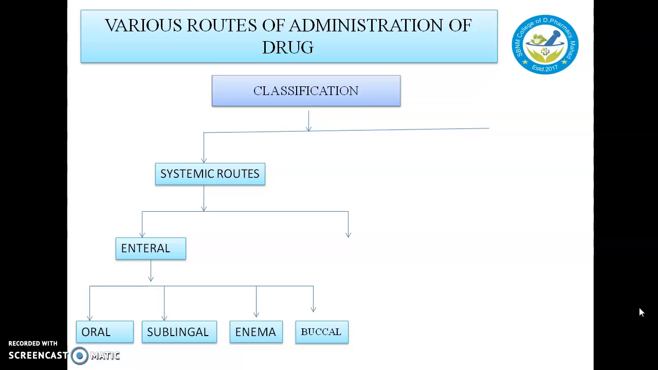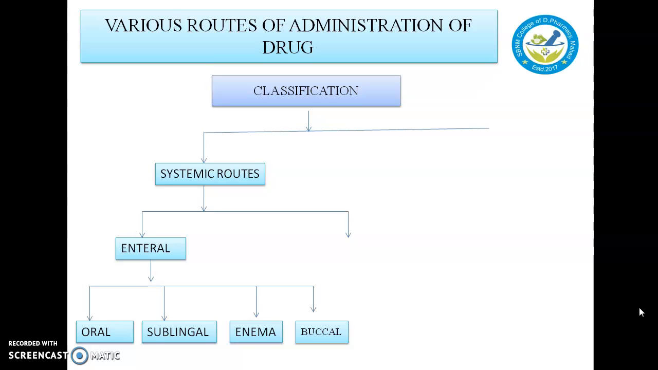Next, in the enteral route, is the enema or rectal route. This route is used for administration of liquid medicaments, such as suppository. The next route is the buccal route, where the dosage form is placed between the gum and the inner lining of the cheek. The active medicament is absorbed by the buccal mucous membrane, then it goes directly to the circulatory system.